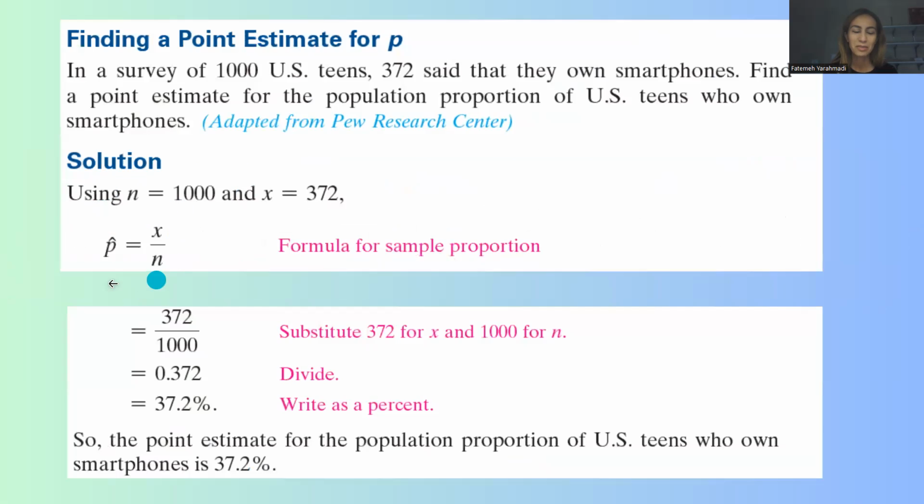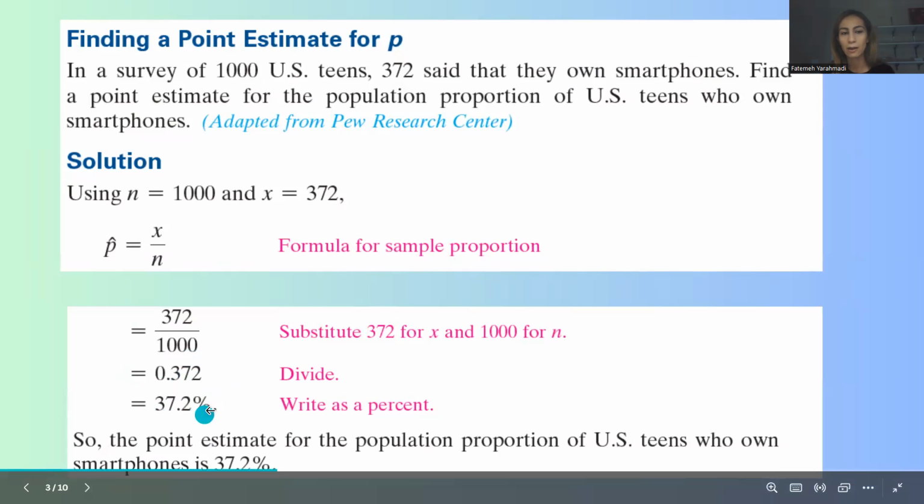To find the point estimate, we're going to follow P hat, which is X divided by N. This is the formula for sample proportion. So 372 yeses divided by how many people in that survey? 1,000 people. We get 0.372. This is our decimal, 3 decimal places, and now we can convert it into percent, which is 37.2%.